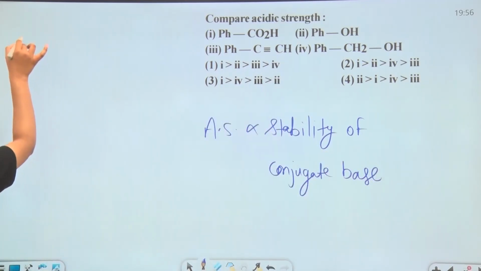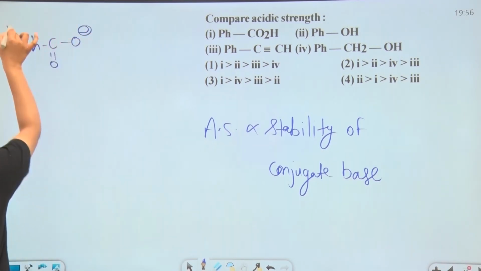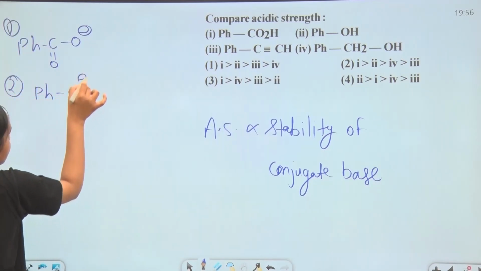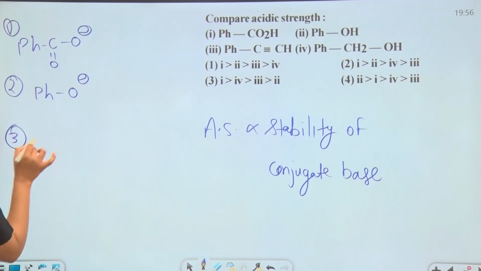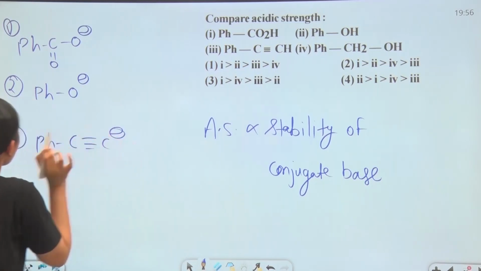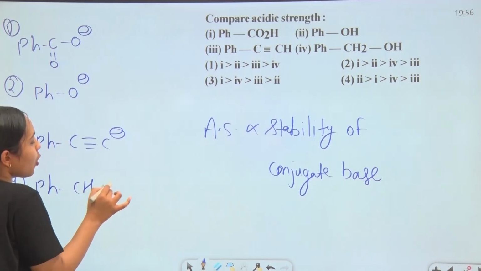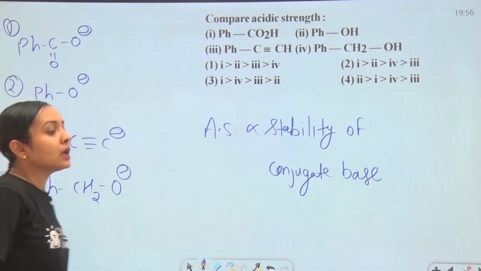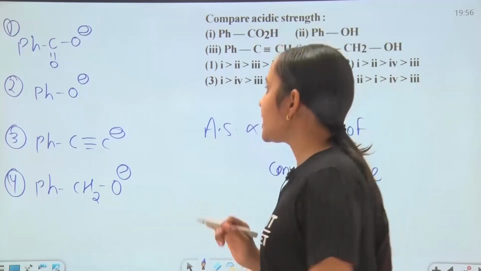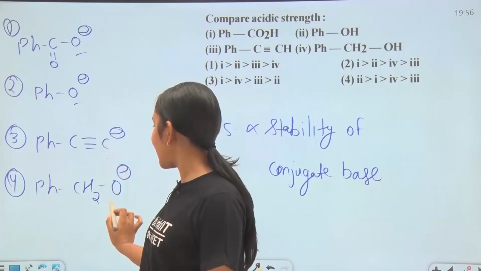So first of all, in the first compound, when benzoic acid releases hydrogen, then this conjugate base is formed. In the second compound, when phenol releases hydrogen, then this conjugate base is formed. In the third, when this compound releases hydrogen, then this conjugate base is formed. And in the fourth compound, this conjugate base is formed, PhCH2O-, right? First of all, we know that negative charge will be more stable on the more electronegative atom. Here you can see we have oxygen, sp hybridized carbon, and then oxygen.